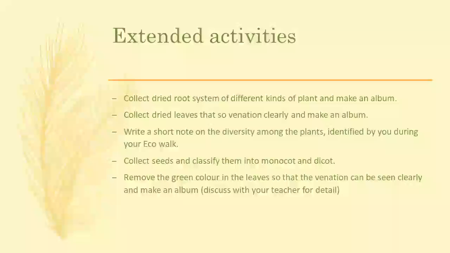Extended activities. Collect dried root systems of different kinds of plants and make an album. Collect dried leaves that show venation clearly and make an album. Write a short note on the diversity among the plants identified by you during your eco walk. Collect seeds and classify them into monocot and dicot. Remove the green color in the leaves so that the venation can be seen clearly and make an album. Discuss with your teacher for details.